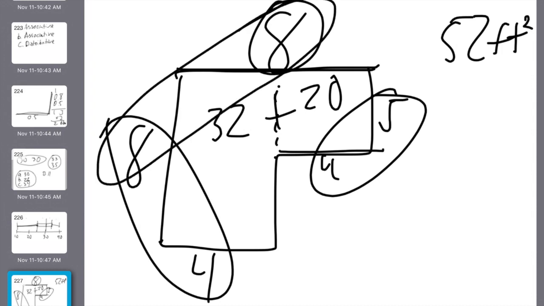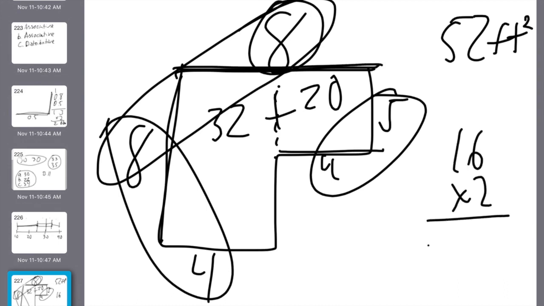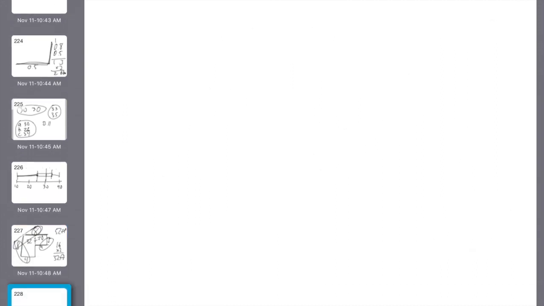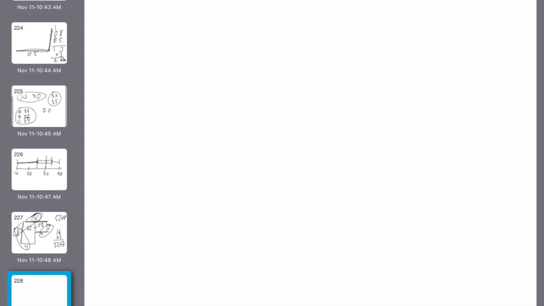To find the perimeter, guys, it's an L-shape, and I have the two bigs. I have the total vertical, I have the total horizontal. 8 plus 8 is 16, times 2 is 32 feet. And problem solved.